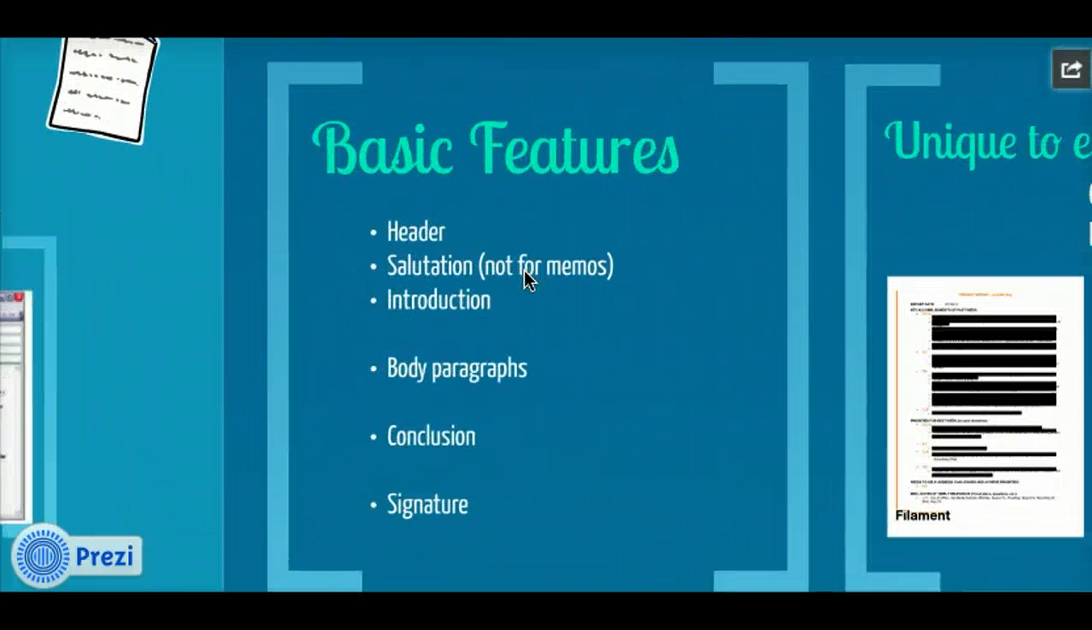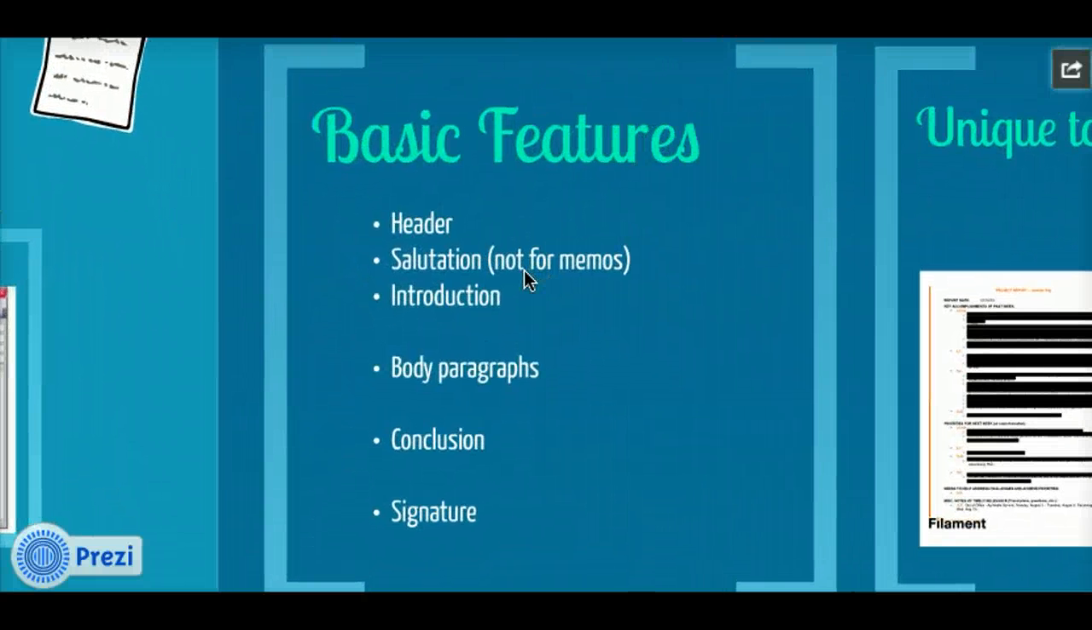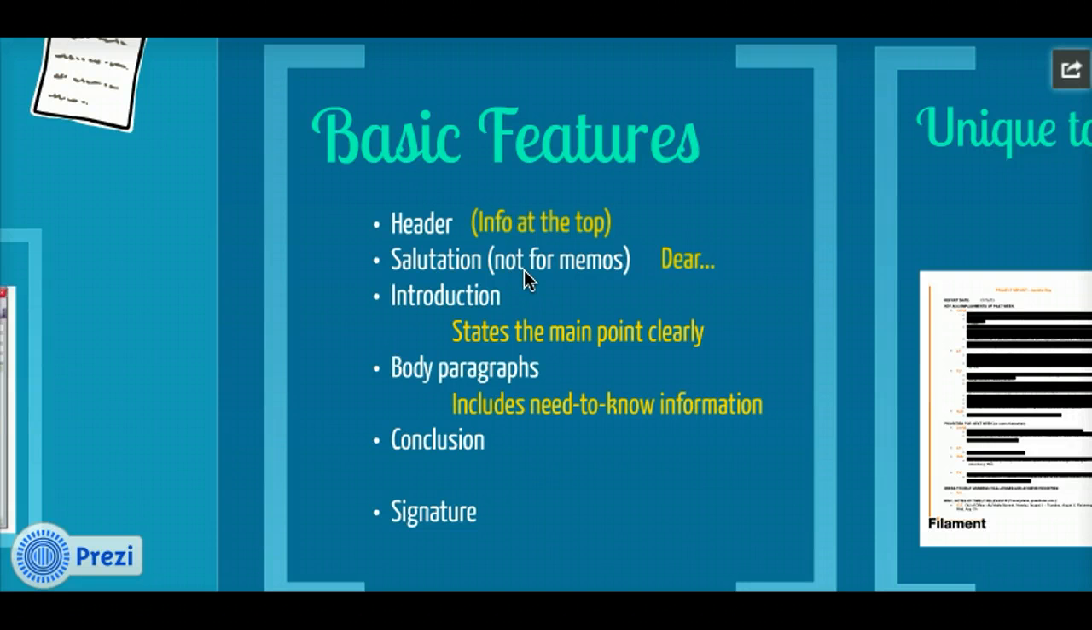Okay, so to recap, there are some basic features that are the same in these three documents. We have the header, which is all the information at the top, and a salutation, although they are not used for memos; they are used for letters and email. There is an introduction, which states your main points. Body paragraphs include what readers need to know and nothing else. And a conclusion restates your main points and again tells your readers what you expect them to do with that information. Also, they end with a signature, except memos do not.